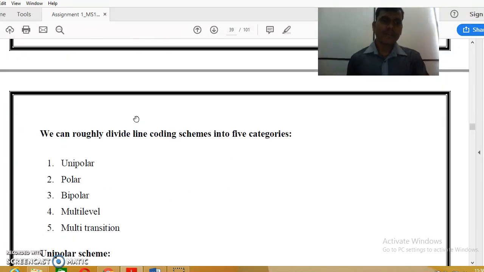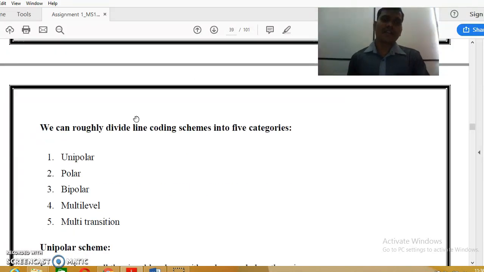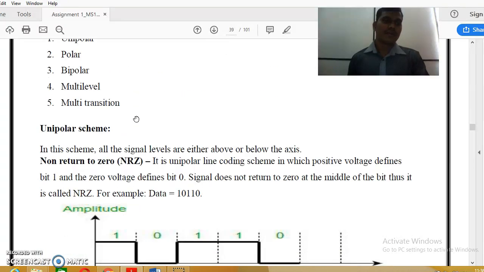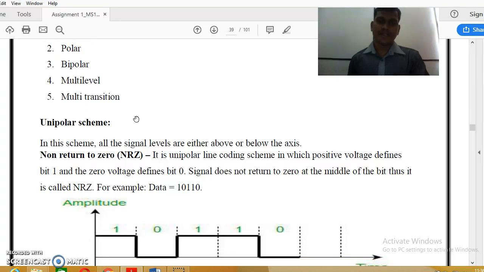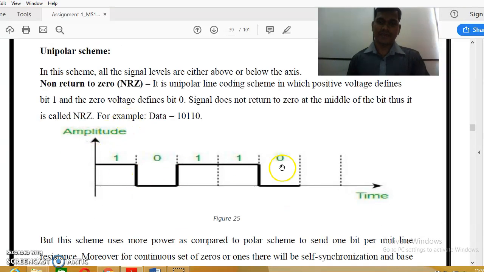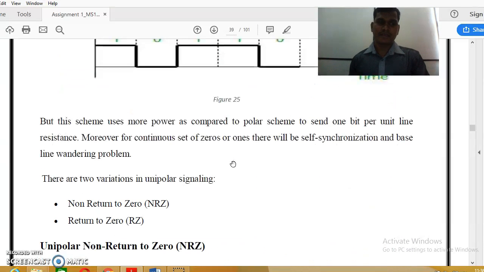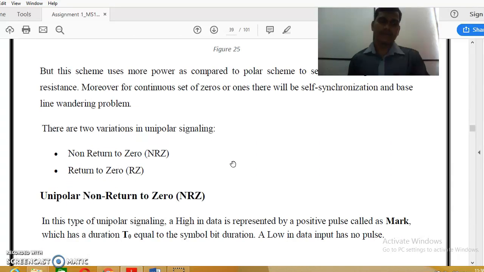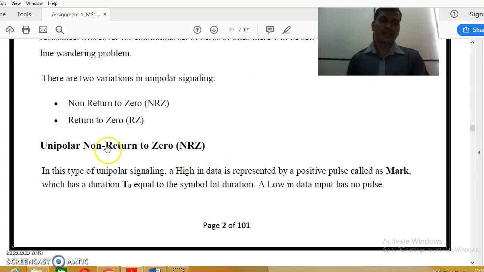We can roughly divide the line coding schemes into 5 categories: unipolar, polar, bipolar, multi-level, multi-transition. Unipolar scheme. In this scheme, all the signal levels are either above or below the axis. This is the figure for the unipolar system. There are two variations in unipolar signaling: non-return to zero and return to zero.